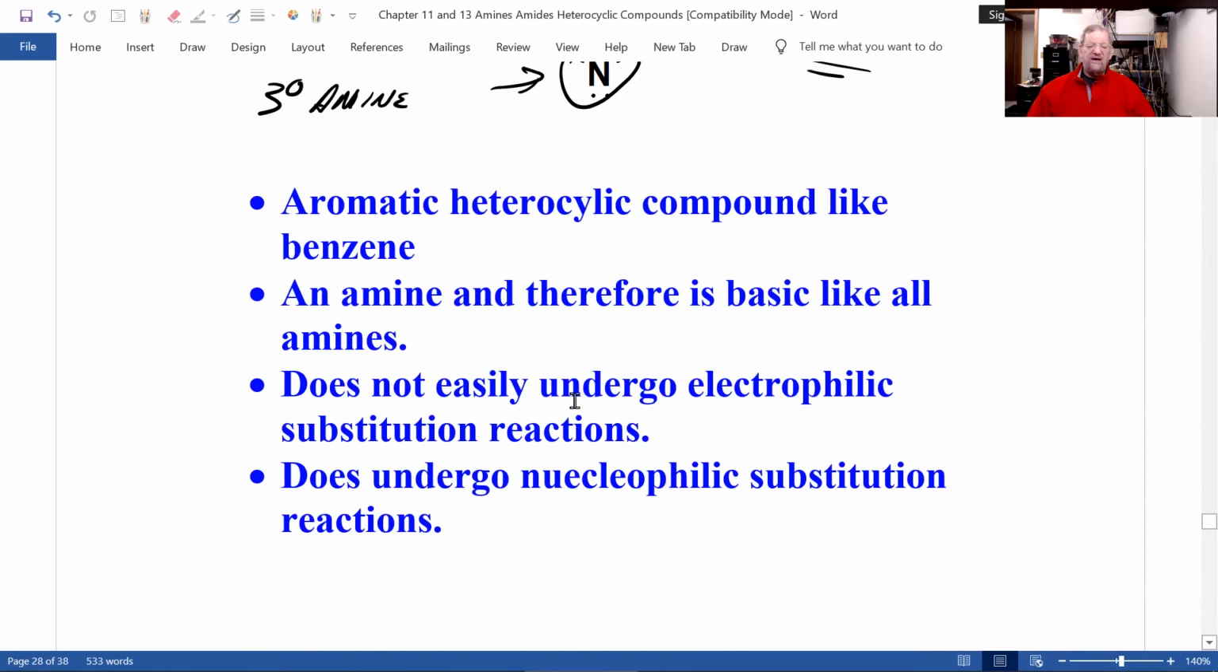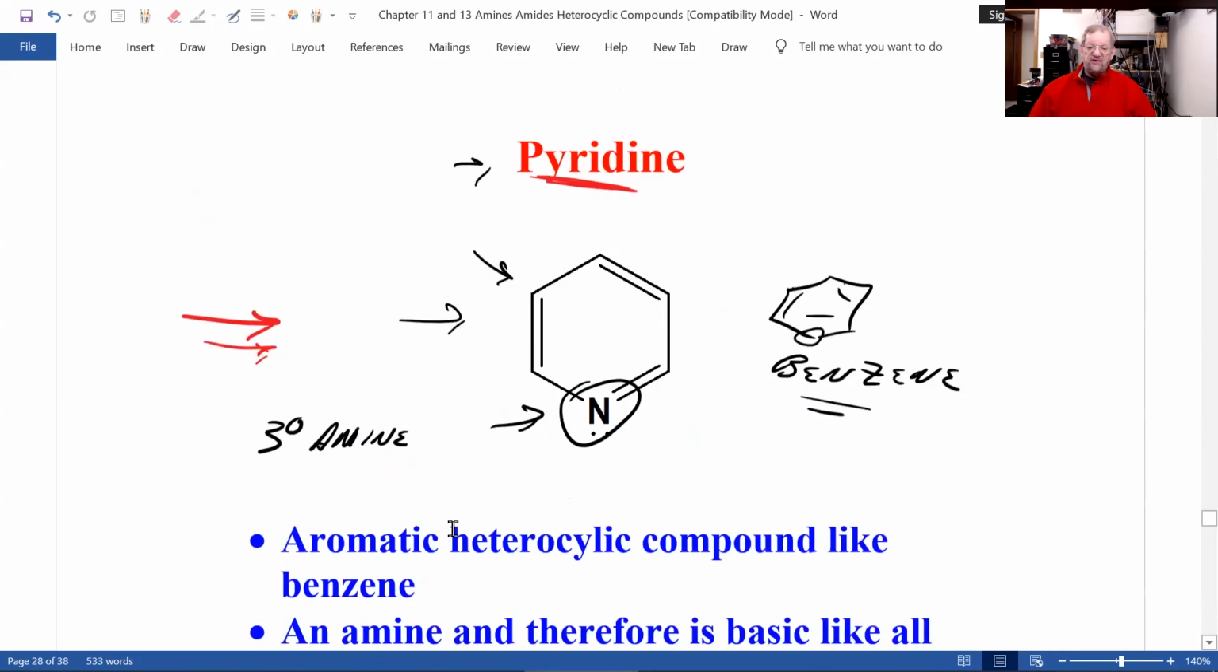Unlike benzene, it does not easily undergo electrophilic substitution, but it undergoes nucleophilic substitution reaction. In other words, it reacts like a tertiary amine.